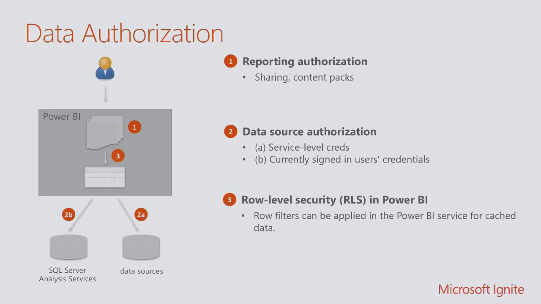And finally, once we have the data back in Power BI, and this is assuming we go with 2A here, where we're using service level credentials, you can still set up row level security in Power BI. You can say, hey, this set of users can see the report, but they can only see this set of rows, another set of users, another set of rows. That filtering is going to happen in the service once we've gotten the data from the data source. And by the way, that filtering is also possible if you have a cloud model. So if you have a cloud model, you can only do 1 and 3 there.